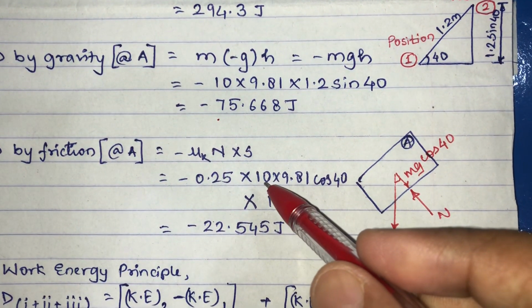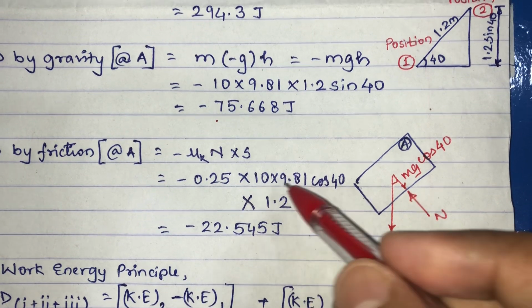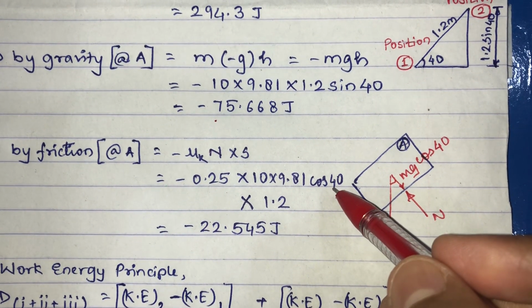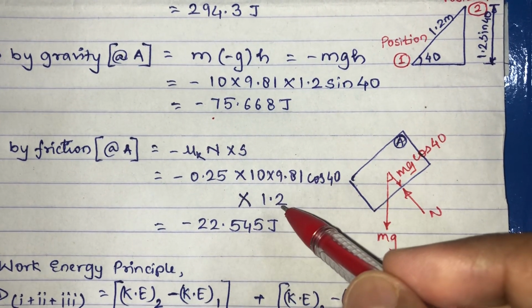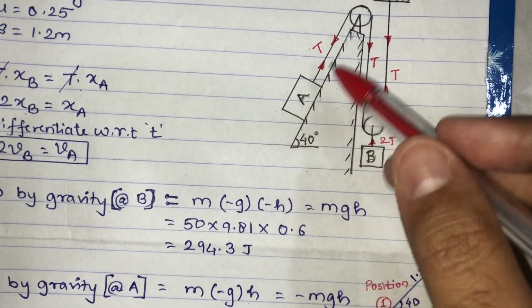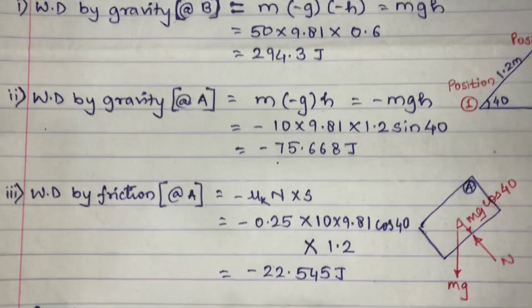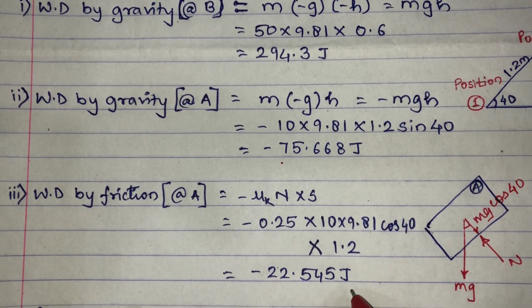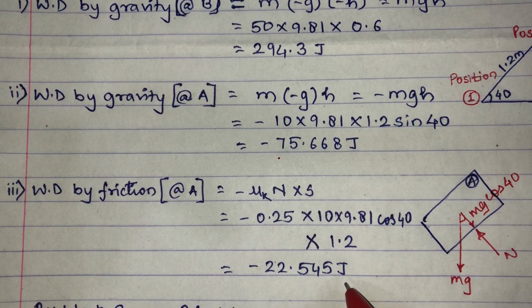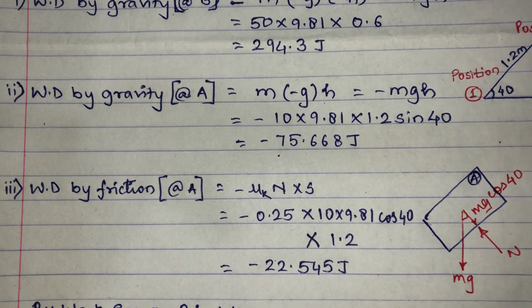So here we'll be writing m into g, which is 10 into 9.81 cos 40, and at the place of s, we'll be writing 1.2, distance traveled. So that will give me minus 22.545 joule for the work done by friction.